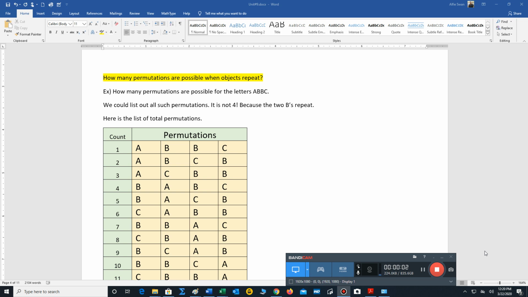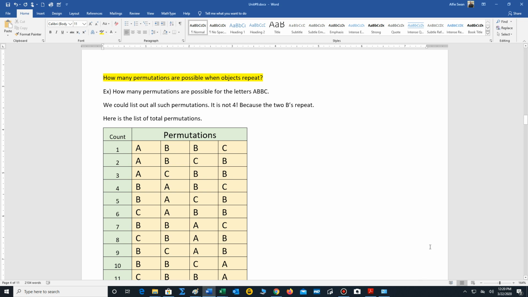Hello. So moving along with our unit packet, we're going to ask the following questions. How many permutations are possible when objects repeat? Just remember, a permutation is just an arrangement of objects. In this example, we will be given four letters, A, B, B, C. What's unique about this problem is we now have repetitions.